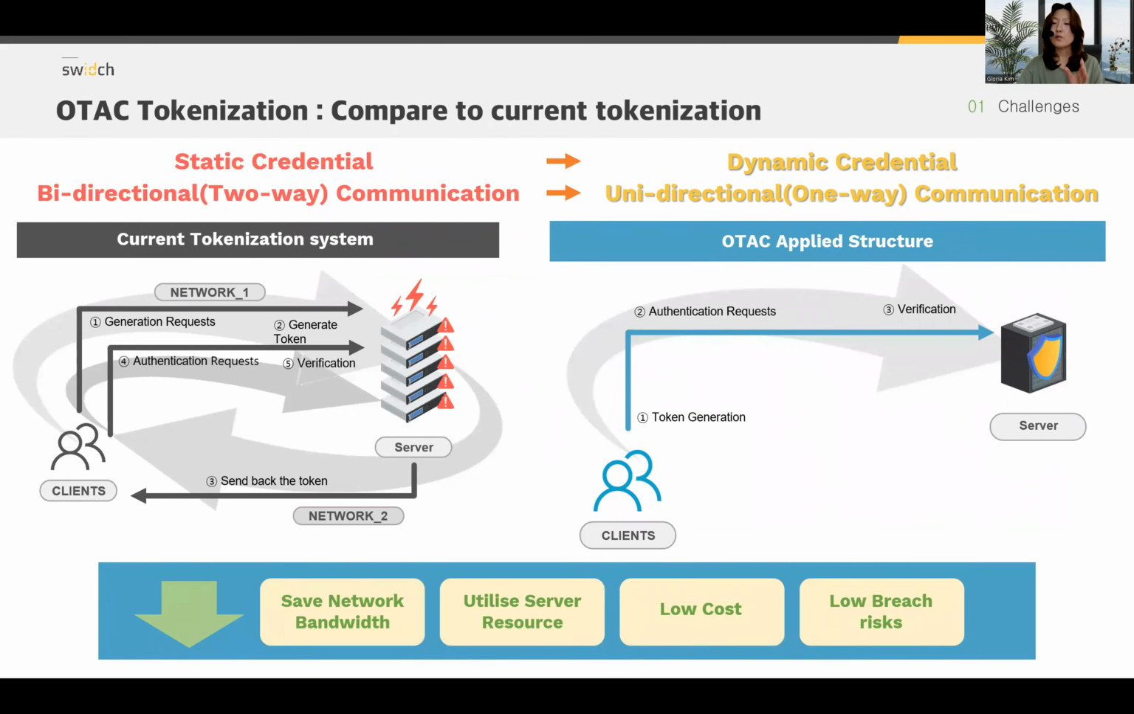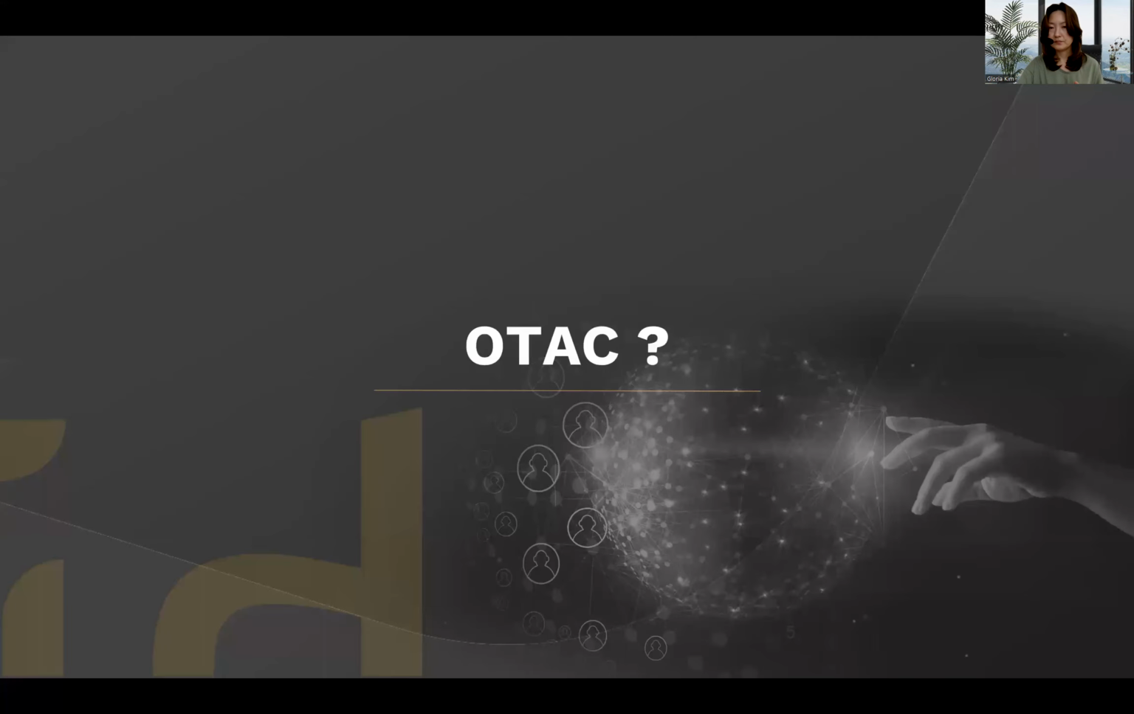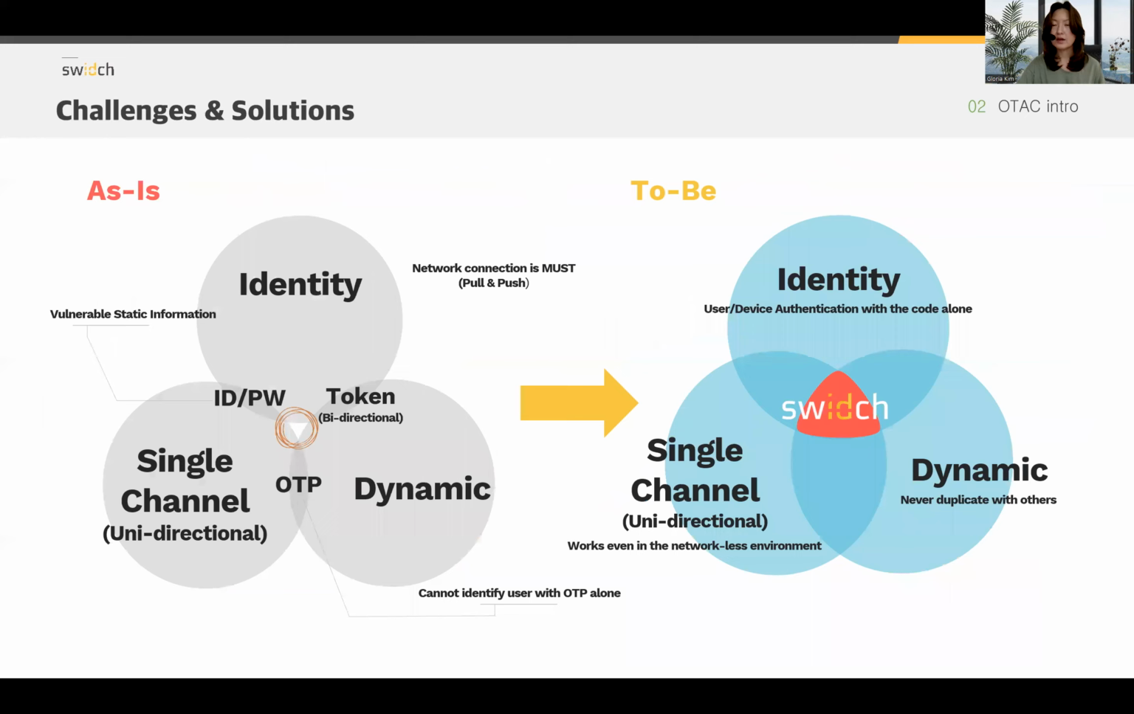As a result, we came across an idea: an authentication mechanism that applies a dynamic code but still keeps the unidirectional communication to authenticate. In other words, OTAC simply generates the dynamic code in a user device without multiple transactions with the server, and conducts a single trip to the server to authenticate. And we named the authentication mechanism OTAC, one-time authentication code.